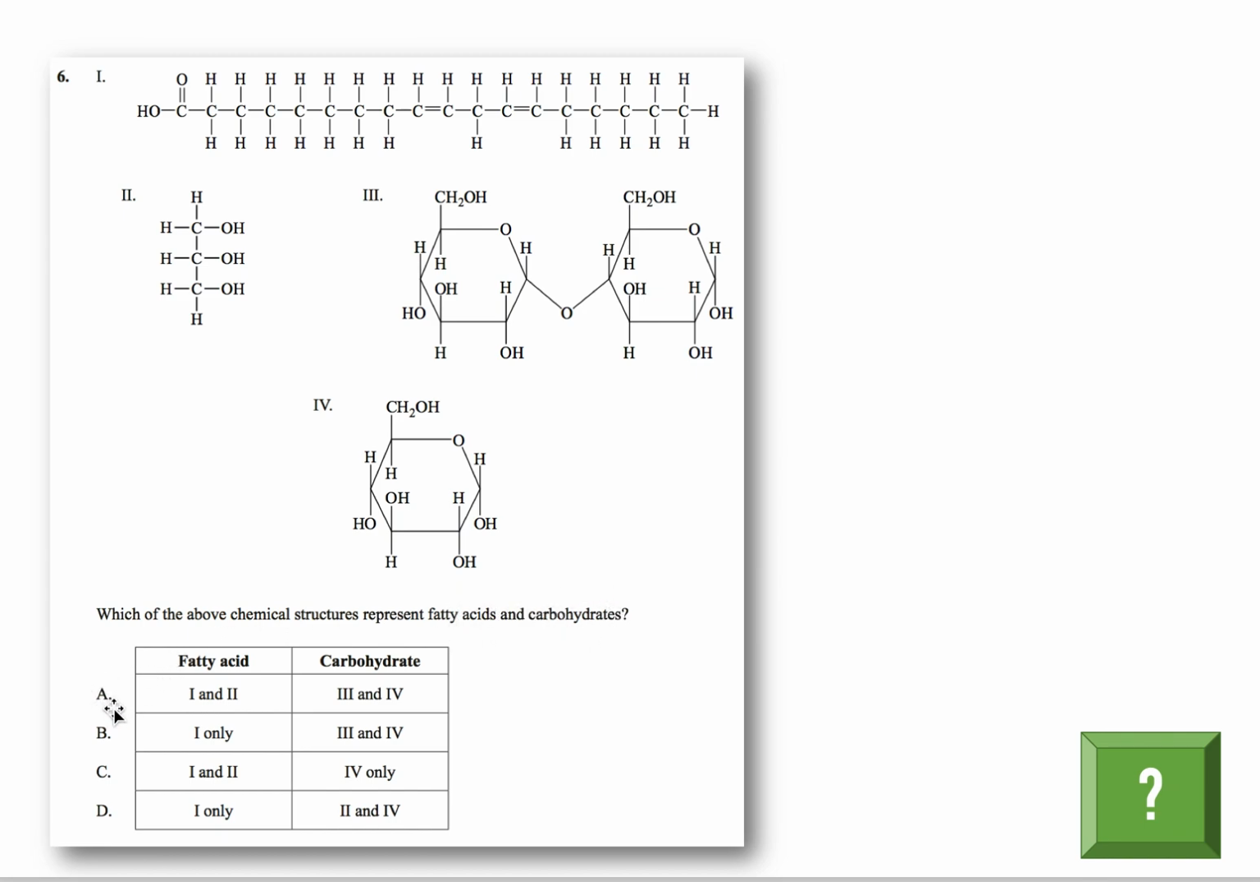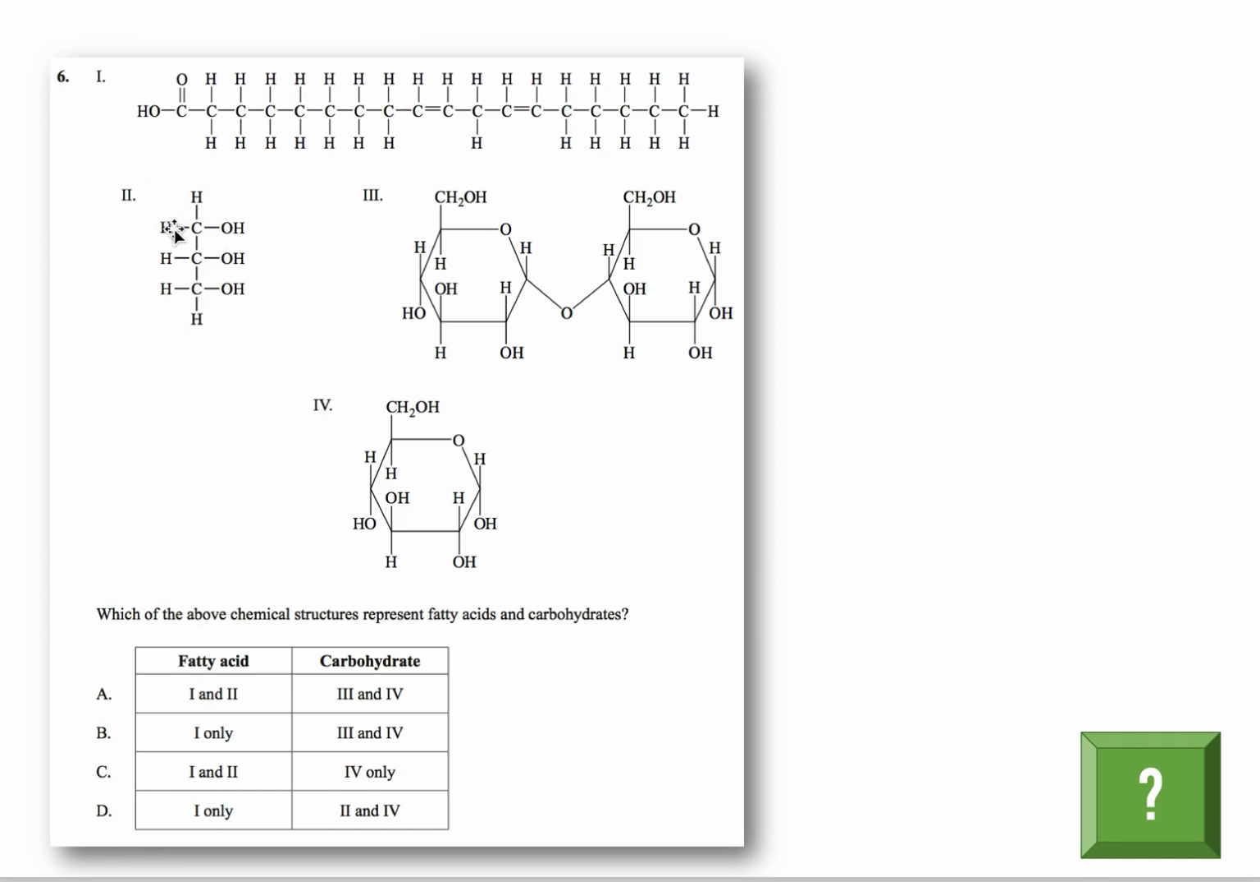So let's go here. A: 1 and 2 are fatty acids. Is this true? So 1 here is a fatty acid. How do we know that? Because a fatty acid is a long chain of carbons, anywhere from 4 carbons to 20 carbons. It can be extremely long. So we have here a long chain of carbons, and at the end we have a carboxylic acid. That makes it a fatty acid. In this case, this specific fatty acid is unsaturated because it has double bonds, right? So this is still a fatty acid. So far it's true. What about 2?